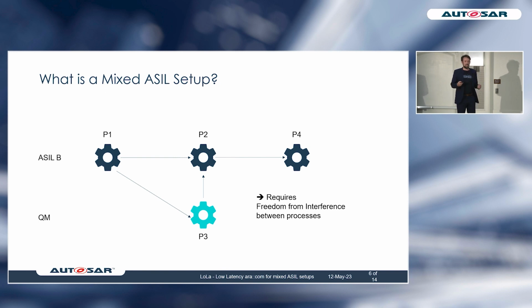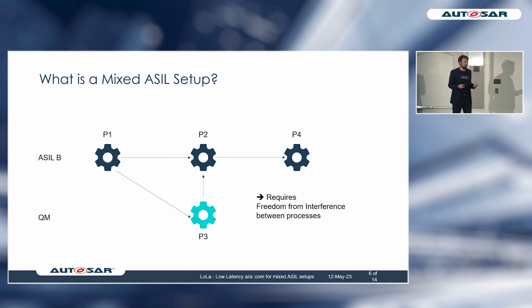That does not necessarily mean that they don't have to talk with each other. Of course, you can still use information which is not QM and make it ASIL with additional data or whatnot. But the main point is really that they may want to talk with each other. And now we have to ensure freedom from interference. That's the name that the ISO 26262 gives you.